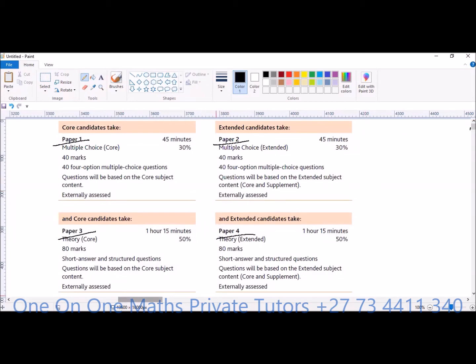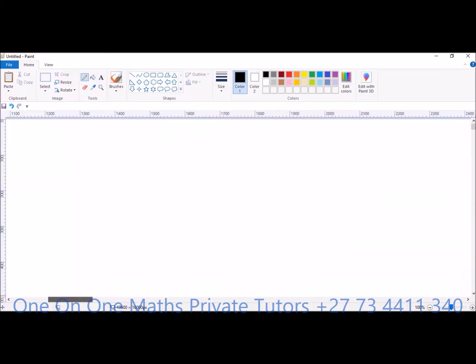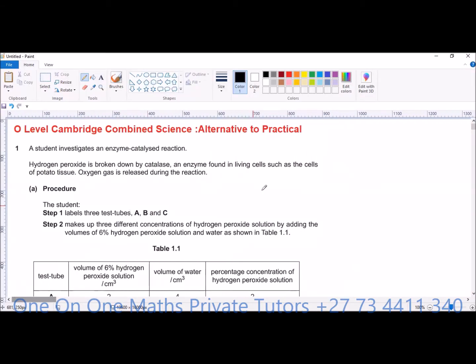Right. But the papers basically are similar. If we go through 4-5 papers, you'll get an idea. Between now and November, if we can go through 4-5 papers, which is what we are starting now in July, so that by November we are ready for the alternative to practical. So you'll find in these questions, it's a combination.